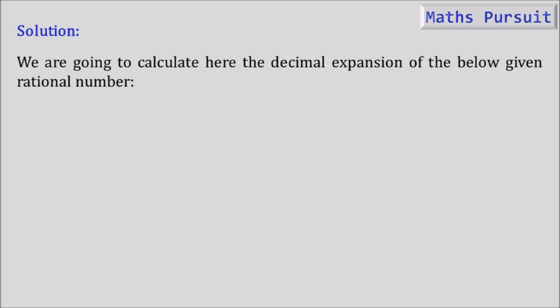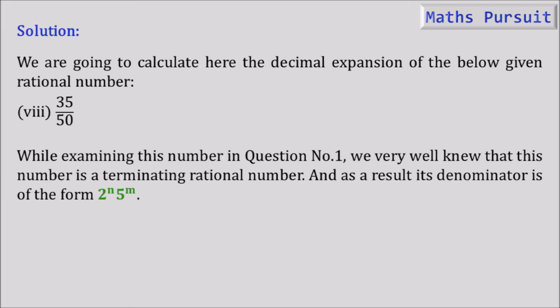Coming to the solution, we are going to calculate the decimal expansion of the below given rational number, and we know the number from the question is 35 by 50. While examining this number in question number 1, we knew that this number is a terminating rational number, and as a result its denominator is of the form 2 to the power n and 5 to the power m. Guys, if we look back to question number 1, bit 8, there we proved that this number is a rational number. So if a rational number is terminating, definitely its denominator would be in the form 2 to the power n and 5 to the power m. This is what we should keep in mind now.